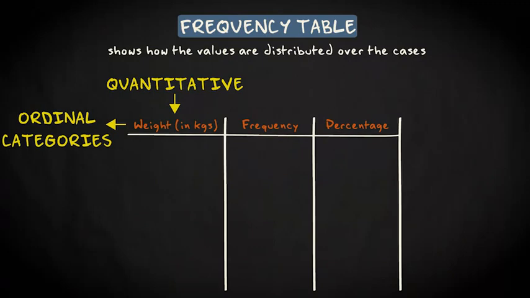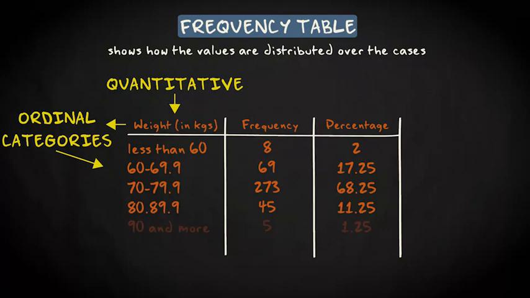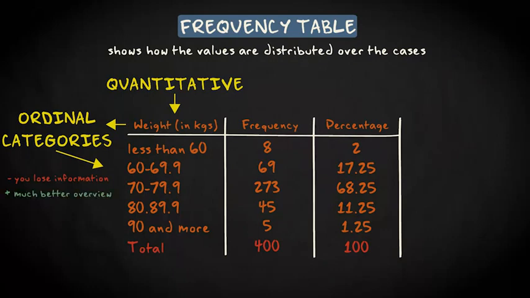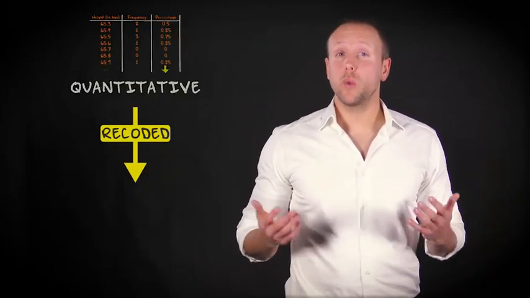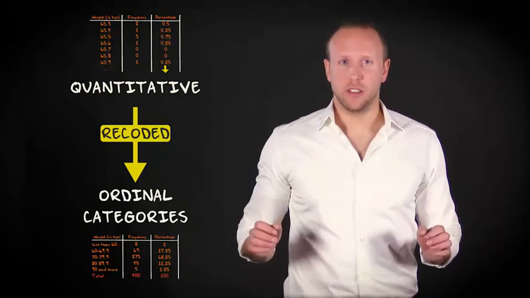You could say, for instance, that the first category contains those players who weigh less than 60 kilograms, the second, those who weigh between 60 and 69.9 kilograms, the next one between 70 and 79.9, the following one between 80 and 89.9, and the final one 90 and more kilograms. This way you lose information, but the advantage is that you get a much better overview. We say that you have recoded the variable. The variable weight was a quantitative variable that you've turned into an ordinal variable with only 5 categories.